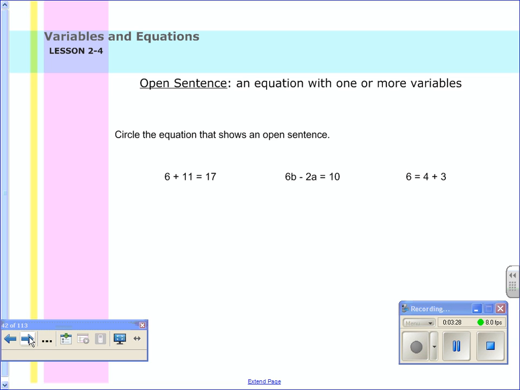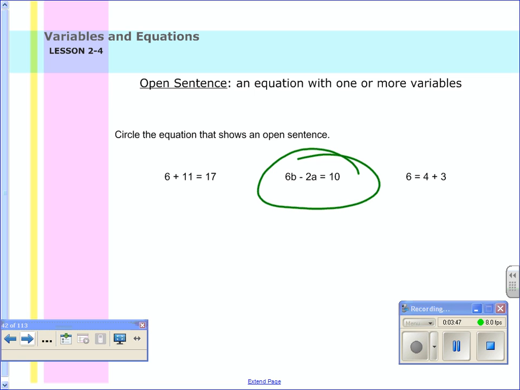All right, so if you were to do this, and I hope you had a chance to do it, you'll see the only one with variables is this middle one. 6 times b minus 2 times a is the same as 10. The reason they call it an open equation is because you can put different things in for these variables, and you can have different answers.